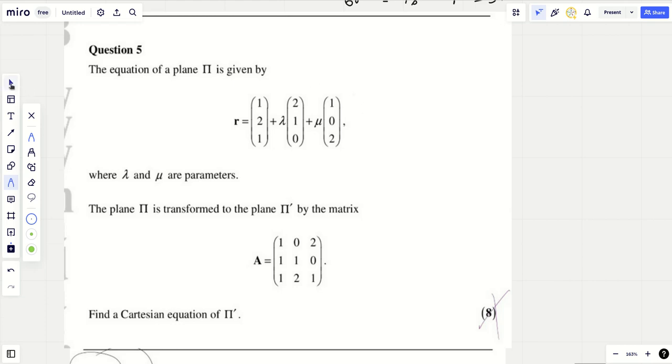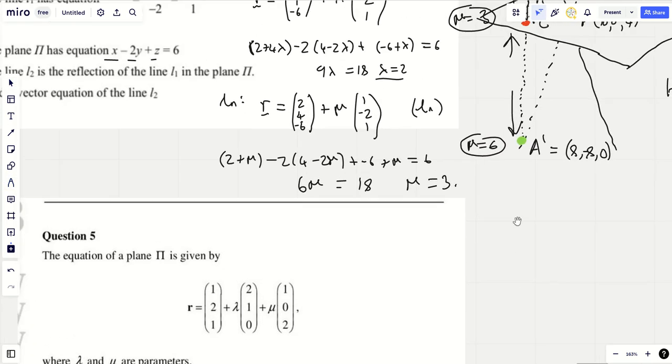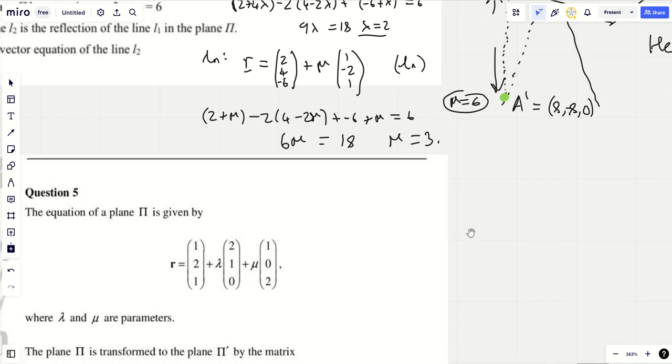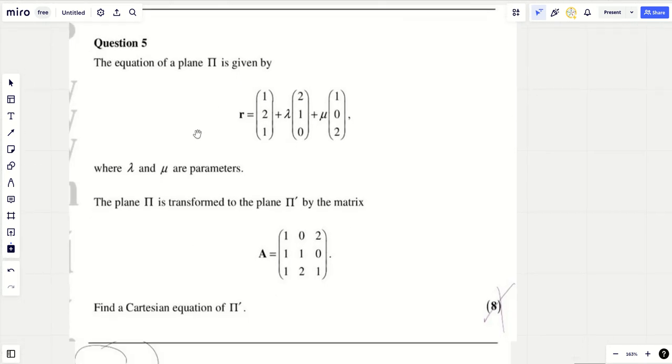If you're transforming a plane, this is a bit like what I just did above. If you're reflecting a line, well, why not just reflect a couple of points? Well, this is a similar thing. If you're transforming a plane, rather than transforming the whole plane, why don't we just transform 3 points and see where they end up after the transformation? And then I can just find the equation of the plane through those 3 points. So that's what I'm going to do.